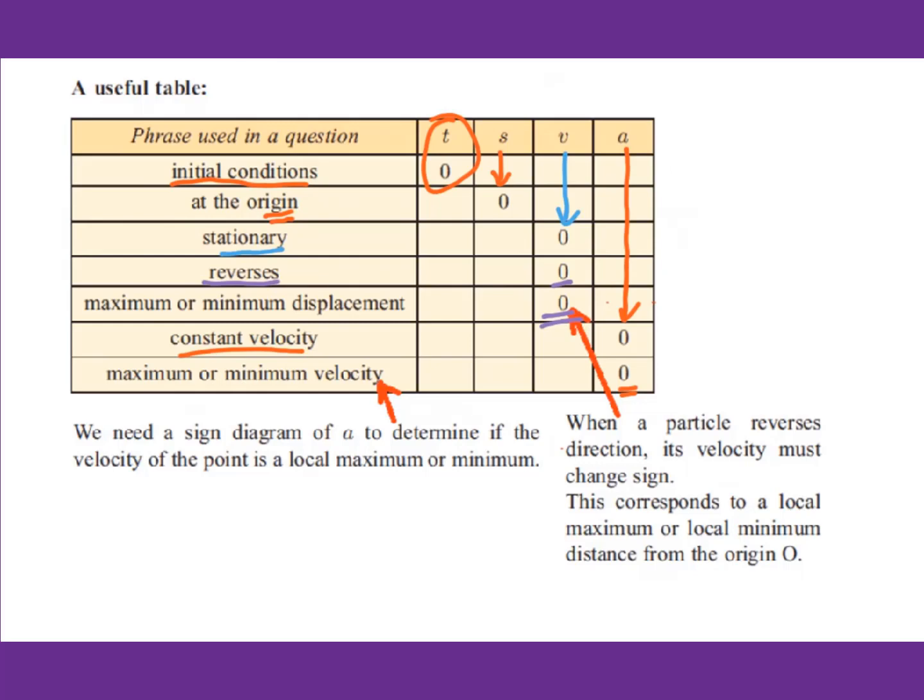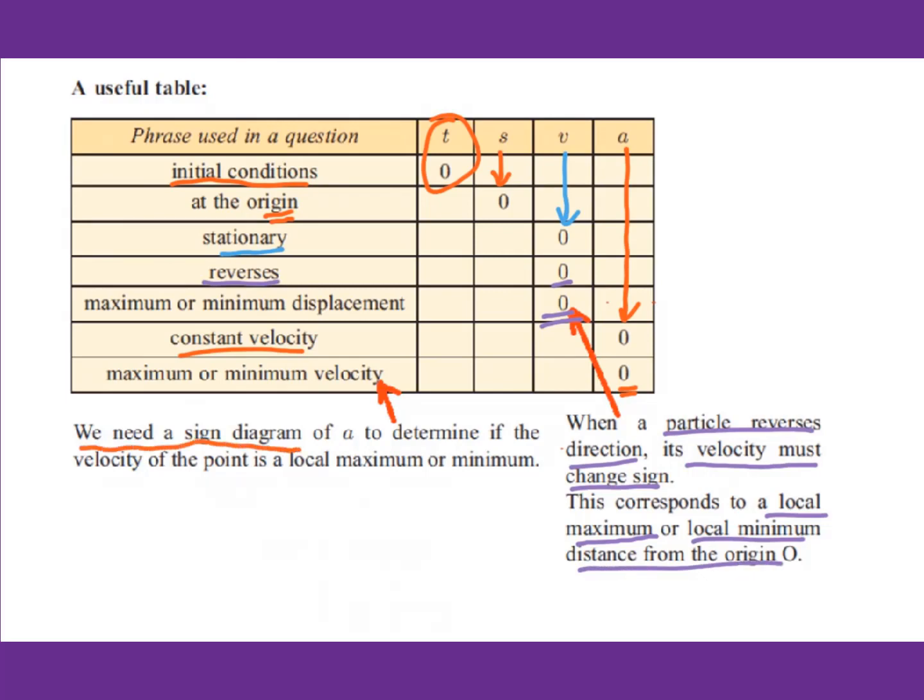For reverse, when a particle reverses direction, its velocity must change sign. This corresponds to a local maximum or local minimum distance from the origin.